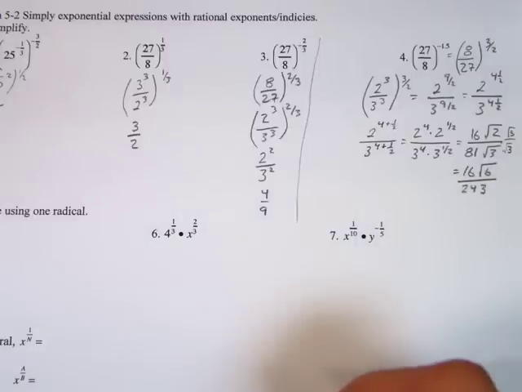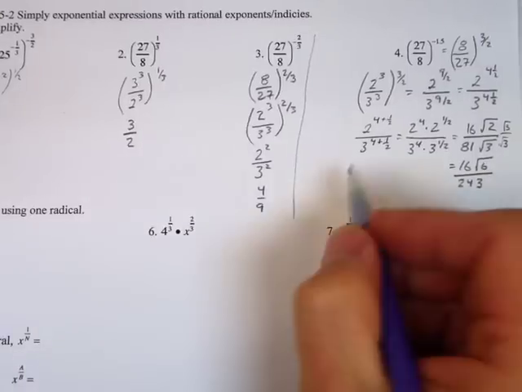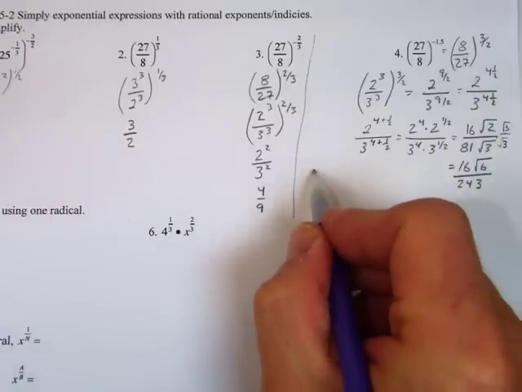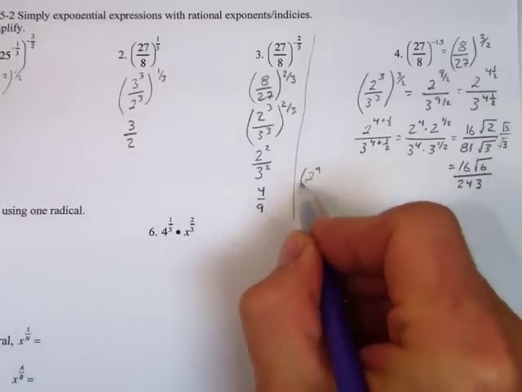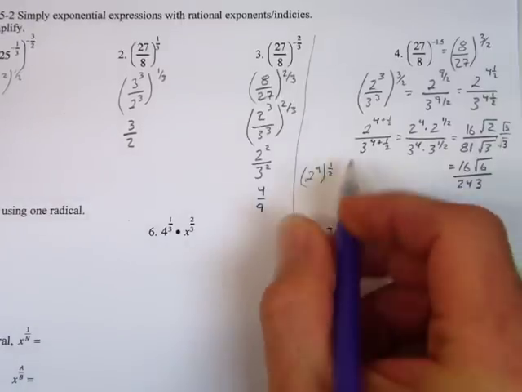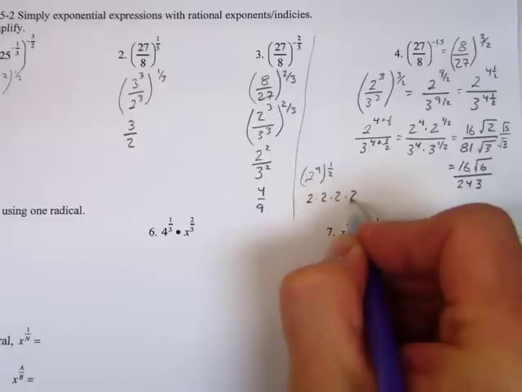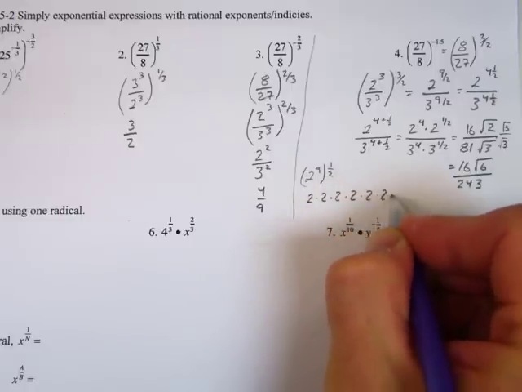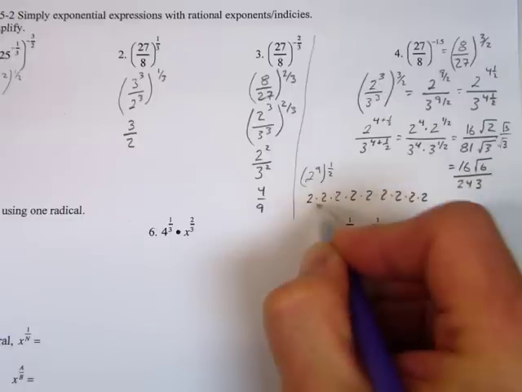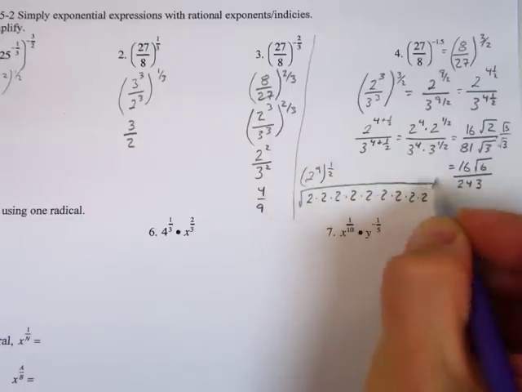Another way to have simplified 2 to the 9/2 is as follows. You could say that is 2 to the 9th raised to the 1/2. And 2 to the 9th is 2 times 2, 9 times. So there's 4, 5, 6, 7, 8, 9. And we're taking the square root of that.